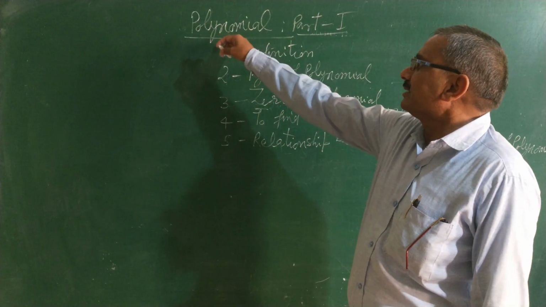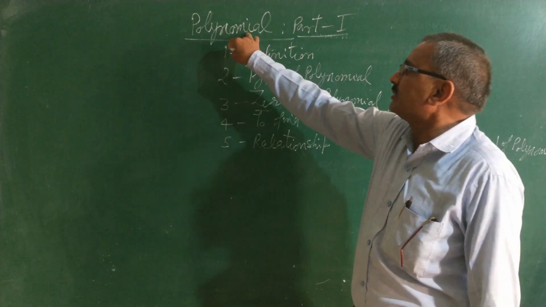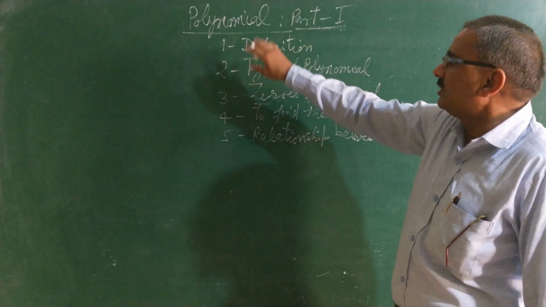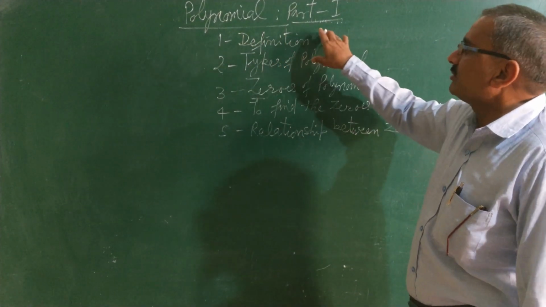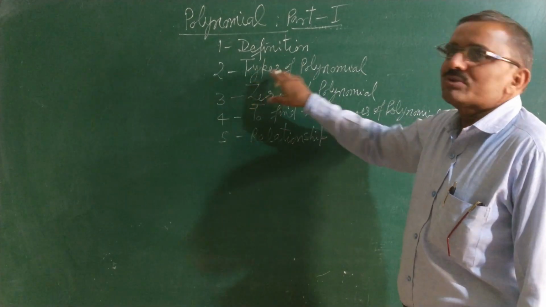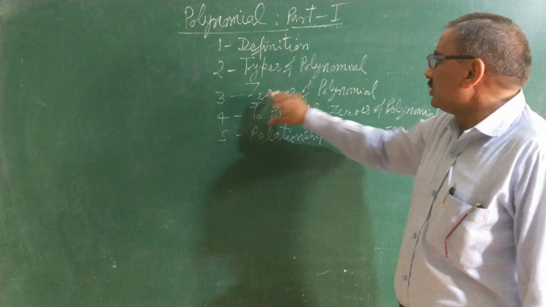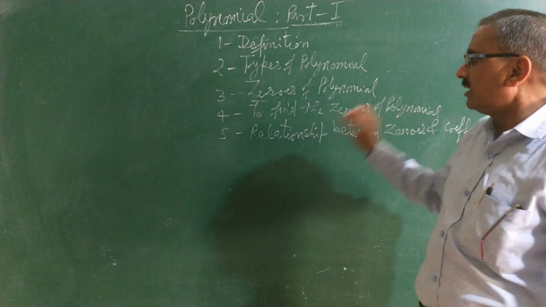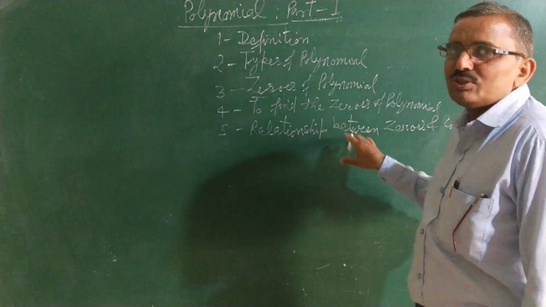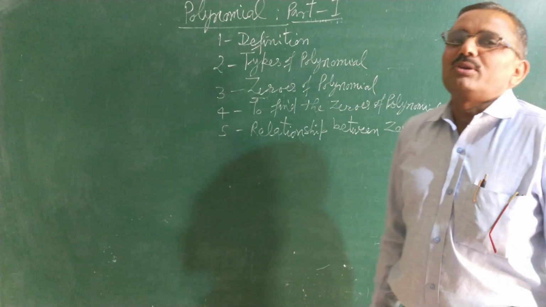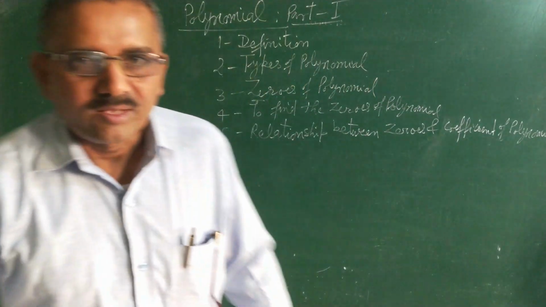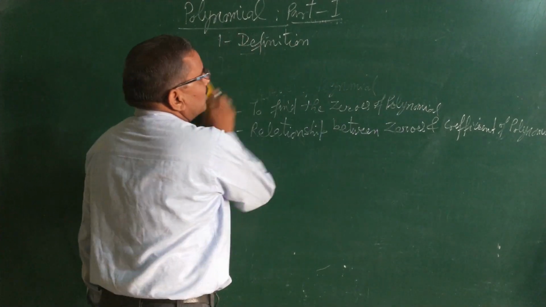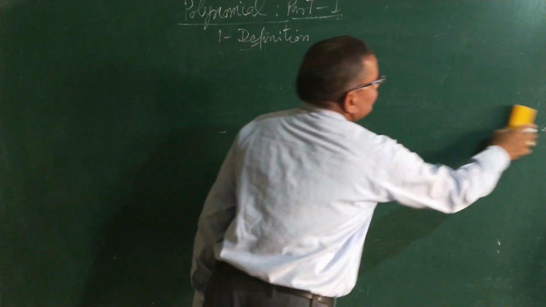Today in this session, we will study the polynomial part first. In this chapter, we will study the definition of the polynomial, types of the polynomial, then zeros of the polynomial, how to find the zeros of the polynomial, and the relationship between zeros and coefficients of a polynomial. So first of all, we will study the definition. Now the definition of the polynomial.